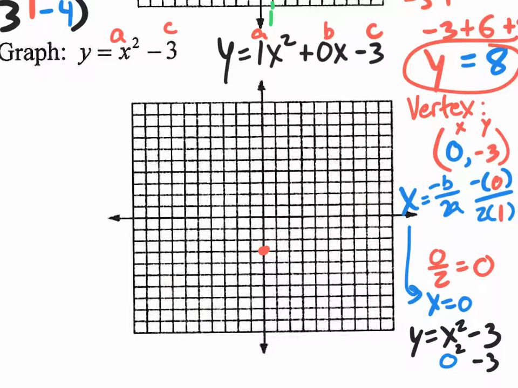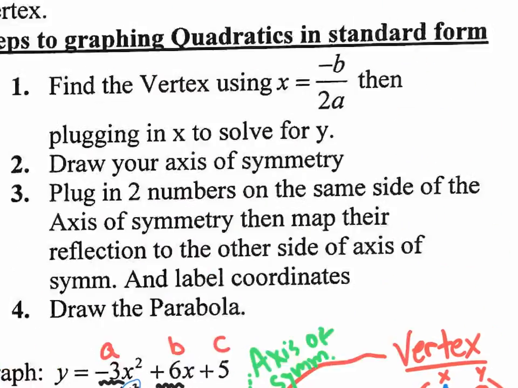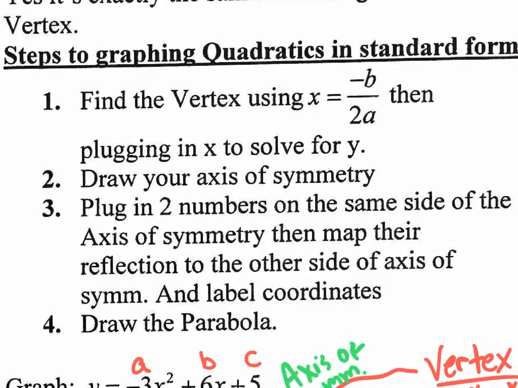Now, what is the very next thing to do once you find that vertex? If you totally forget, that's why we have these notes up here. Step 1, find the vertex by using negative b over 2a, then plugging in x to solve for y. Step 2, draw your axis of symmetry.